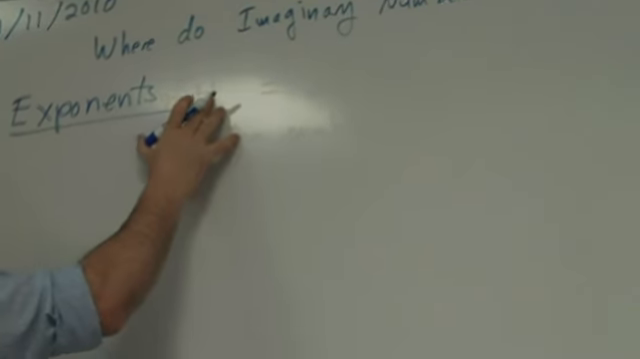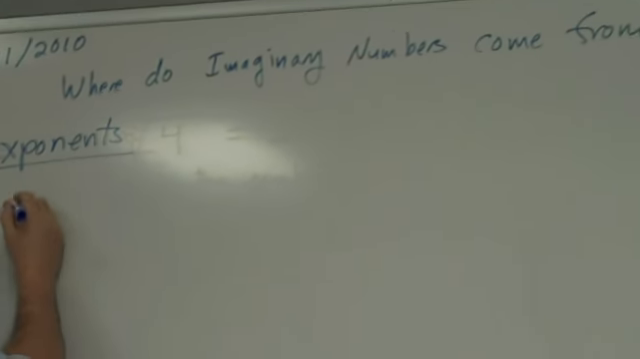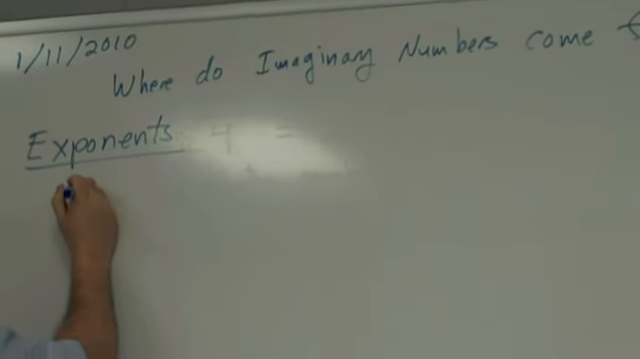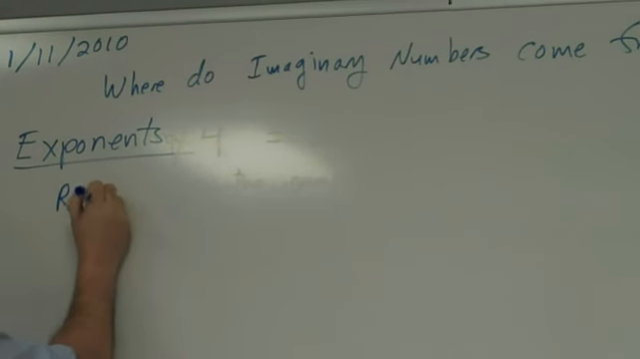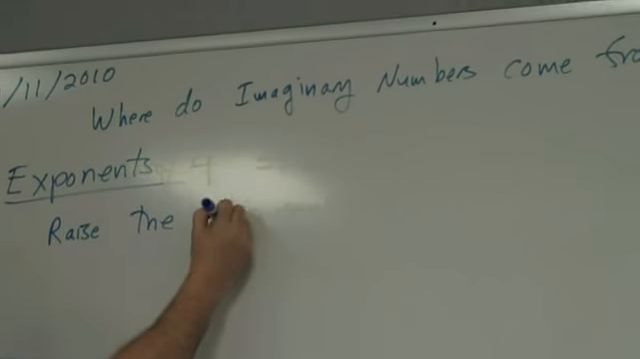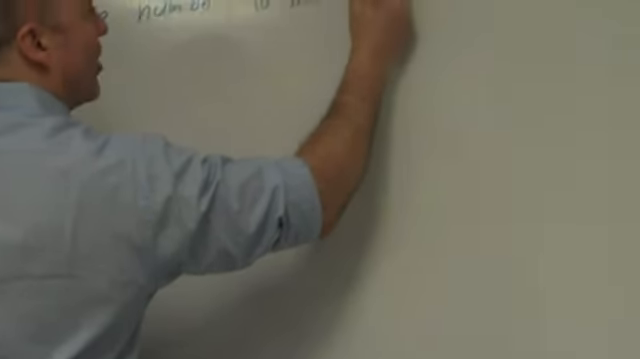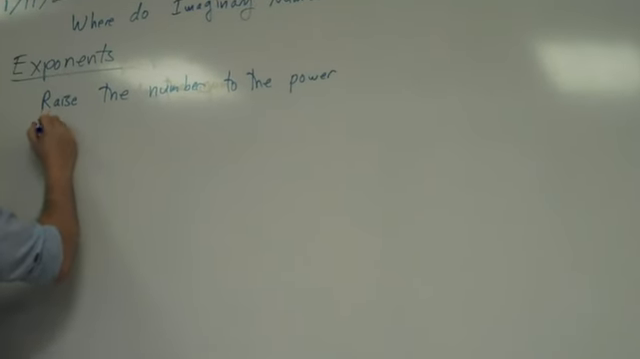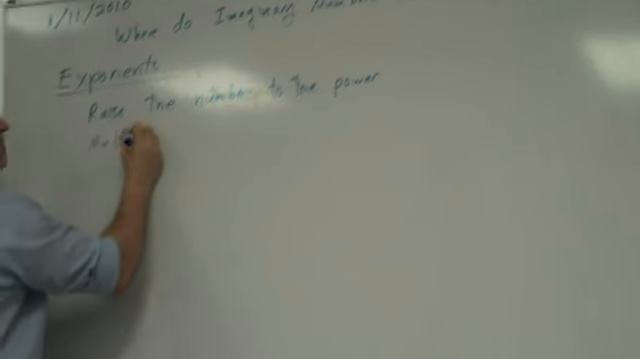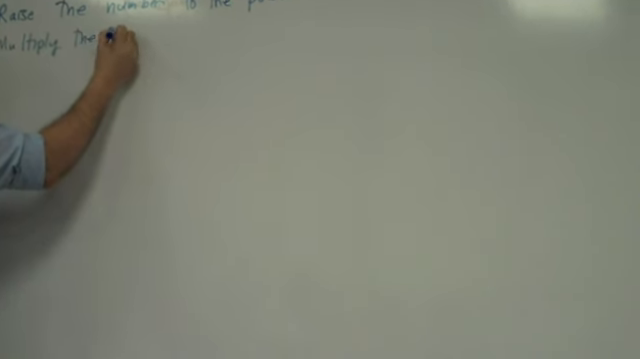Exponents had a different rule. The rules for exponents were: raise the number to the power. Multiply the angle.